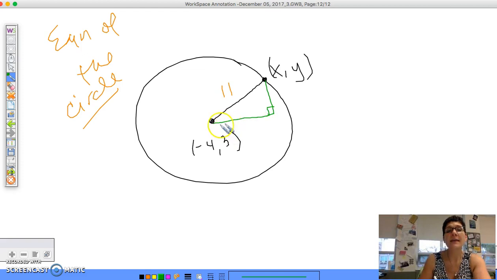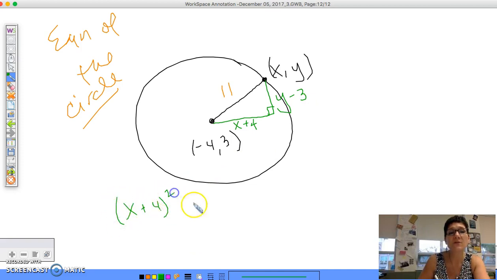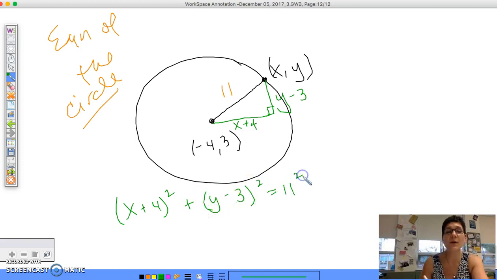Beautiful. Yes, what is my horizontal distance here, folks? What is my horizontal distance? If you want to pause this and do it and then take a look at it, that would make me so proud. So I hope you said it is x minus -4, which is x plus 4. And then this guy is going to be y minus 3. So therefore, the equation of the circle is going to be x plus 4 squared plus, you guessed it, y minus 3 squared is equal to 11 squared.